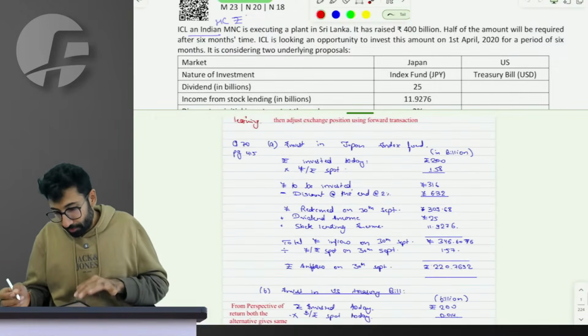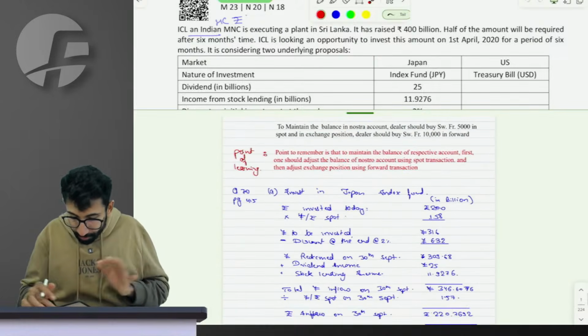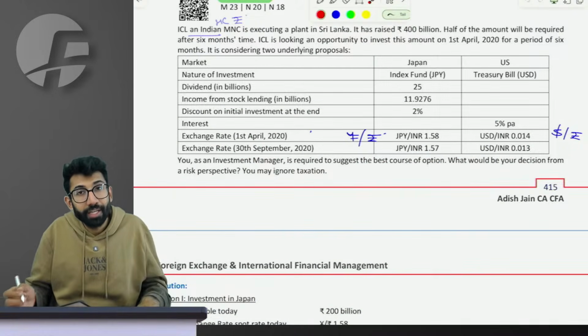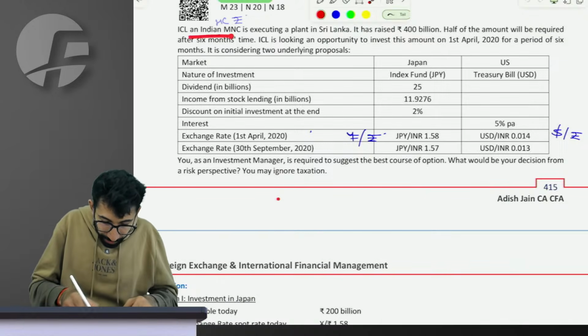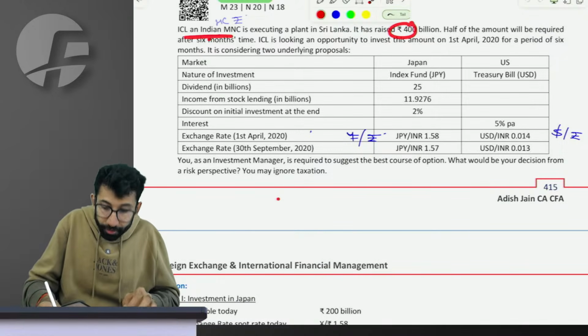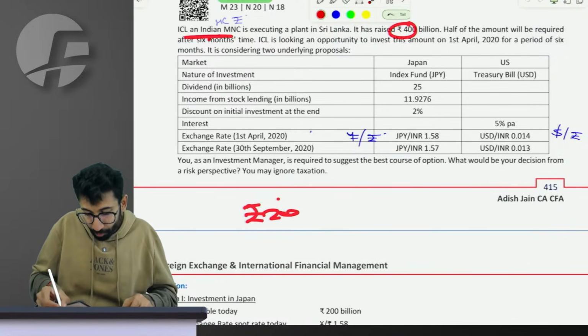Okay. We don't have a timeline, obviously, because it can be imagined with the help of OutNotes. So let's get started. Sir, I am an Indian company. I have excess fund available in rupee. So I have rupee 200.